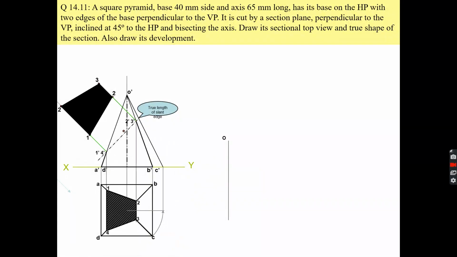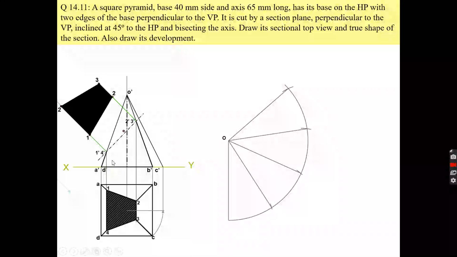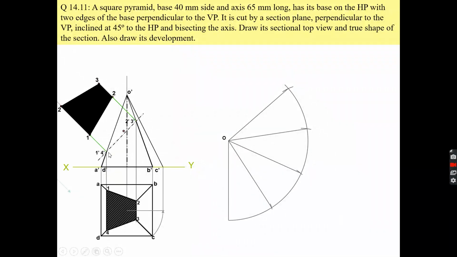After doing that, I will draw the true length and sector of the circle. I will mark the base side, and it is your development of the square pyramid. Now you have to measure the distance of the point 1, 2, 3, 4 from the point O. As I told you, these slant edges OB, OC, and OD are not showing you the true slant edge. So like I did in the previous question, I will mark this point on the true slant edge.